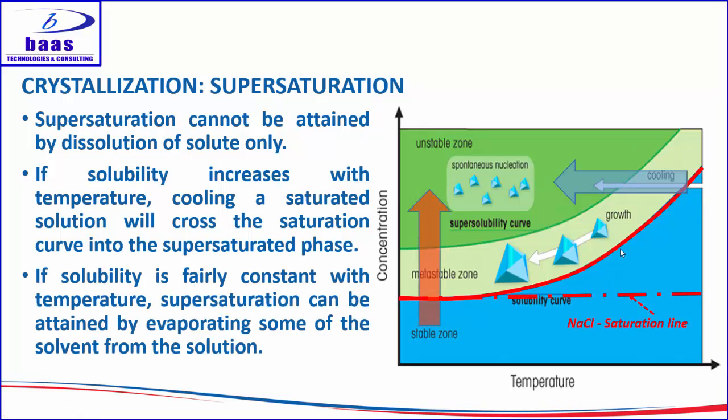Another way of creating supersaturation applies if your solubility is fairly constant with temperature, such as that of common salt, sodium chloride. You can see that cooling will not move across the saturation line, as cooling will be going horizontal and the saturation line is also horizontal. So moving along with cooling will just move in parallel with the saturation line. In this case, supersaturation can be attained by evaporating some of the solvent from the solution. If you have a solution in this unsaturated zone, you can remove some of the solvent by evaporation, hence increasing the concentration of the solute.